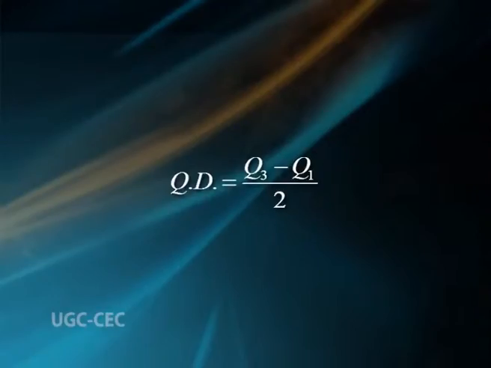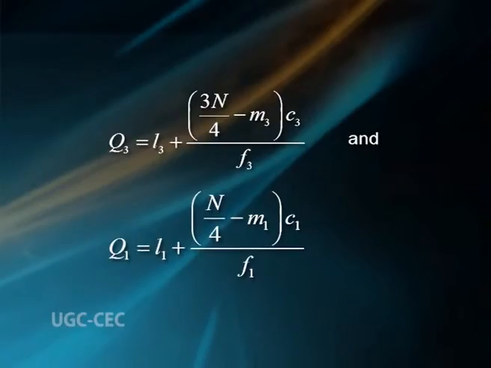The quartile deviation of the observations is defined as quartile deviation QD equal to Q3 minus Q1 divided by 2. If the observations are given in the form of frequency table, we know the method of finding Q1 and Q3 by the expressions Q3 equal to L3 plus (3n by 4 minus M3) into C3 by F3 and Q1 equal to L1 plus (n by 4 minus M1) into C1 by F1.